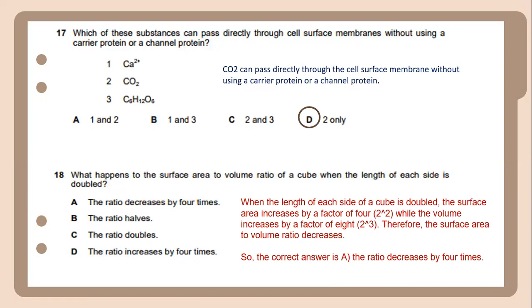What happens to the surface area to volume ratio of a cube when the length of each side is doubled? When the length of each side of a cube is doubled, the surface area increases by a factor of 4, while the volume increases by a factor of 8, 2 to the power of 3. That's why the answer is 8. Therefore, the surface area to volume ratio decreases. So the correct answer is A. The ratio decreases by 4 times.